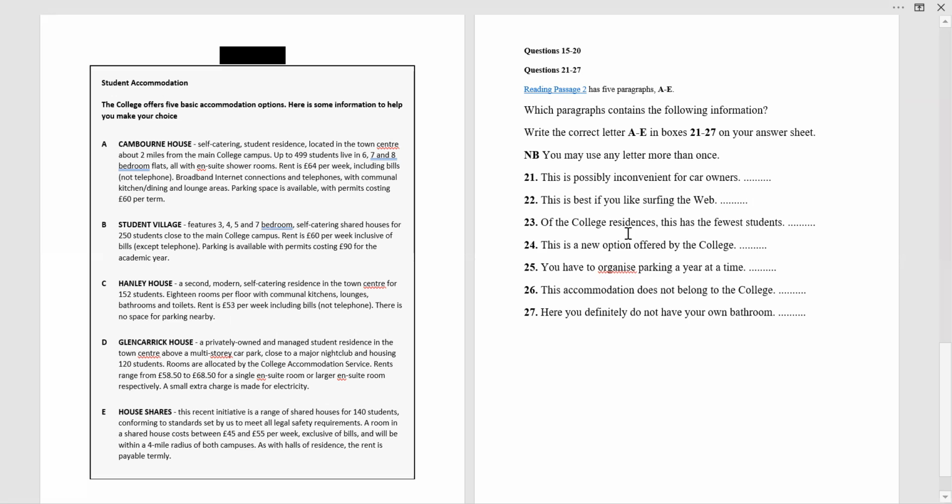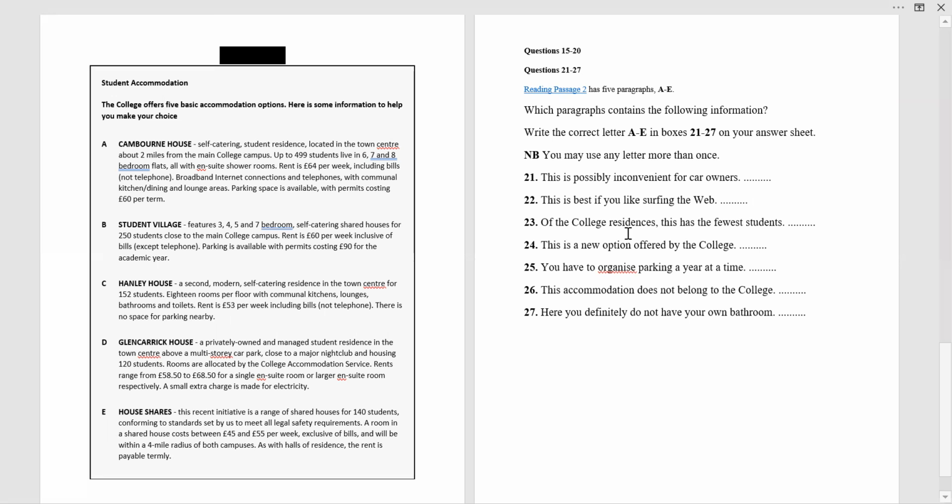And where were we? You have to organize parking a year at a time. 25th. It's in the B paragraph. So it says parking is available with permit costing £90 for the academic year. So you have to organize parking a year at a time. It's like for the academic year, you need to pay this much. So this is why it is B.